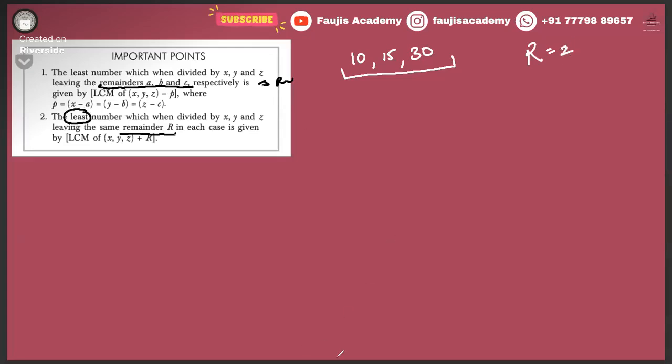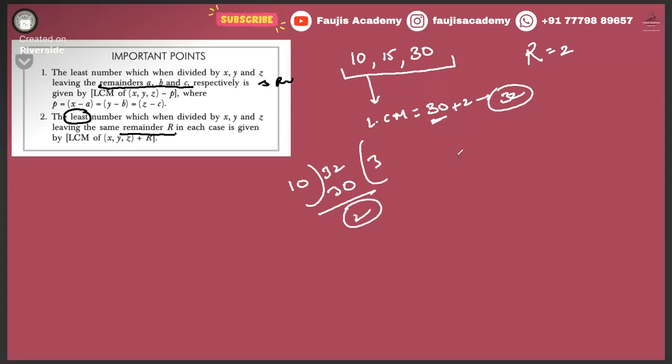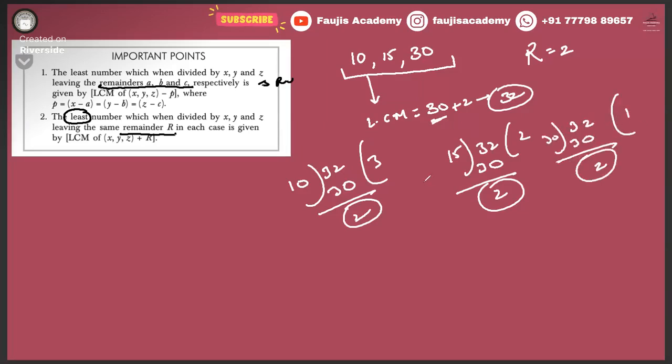What did I tell you? If it is the least number, you have to find out the LCM. LCM of this is how much? 30. 30 is the LCM plus 2, 32. Now, if 32, you see by yourself, you divide by 10, 3 times 30. Is the remainder 2? Divide by 15, 2 times 30. Is the remainder 2? 32 divided by 30, is the remainder 2? Yes, sir. This is the easiest case.